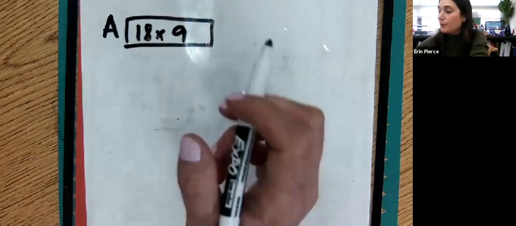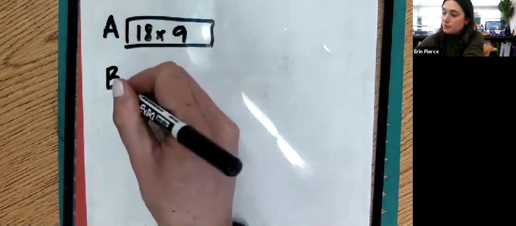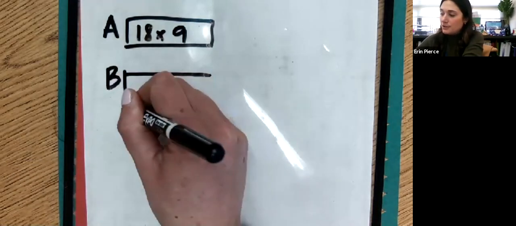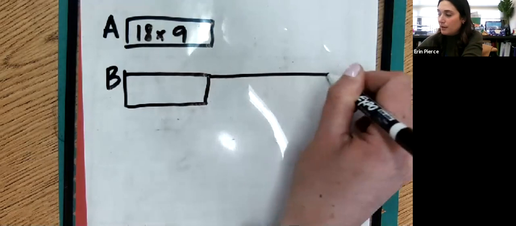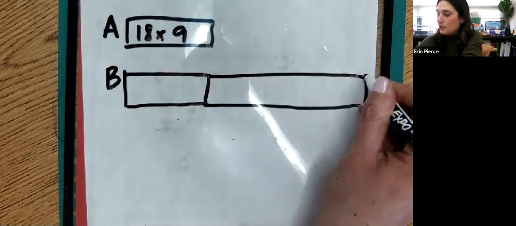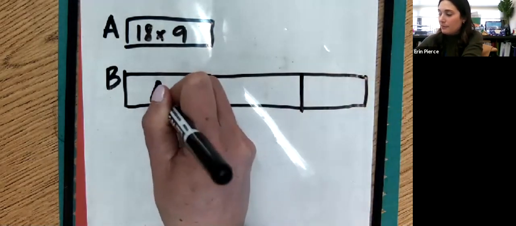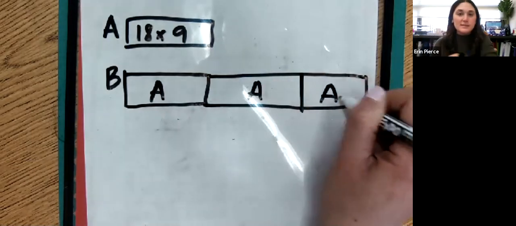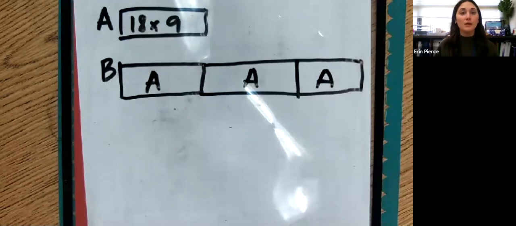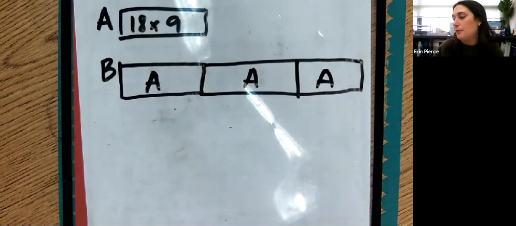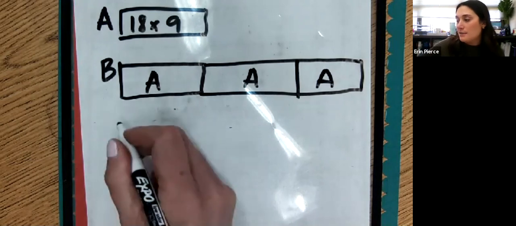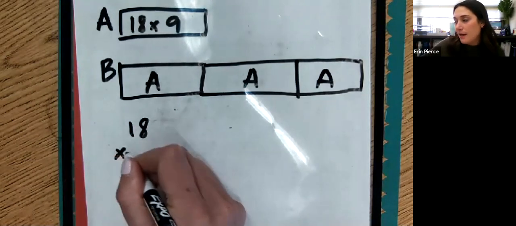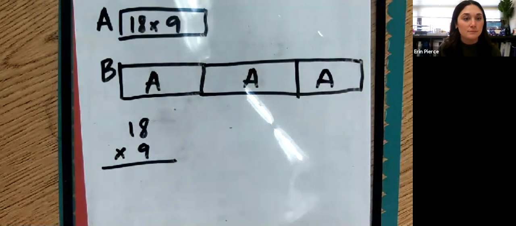And then we know that room B has 3 times as much as room A has. So I might label that as A, because that's the same amount as in room A. So let's first solve how many seats are in room A. So I need to do 18 times 9.